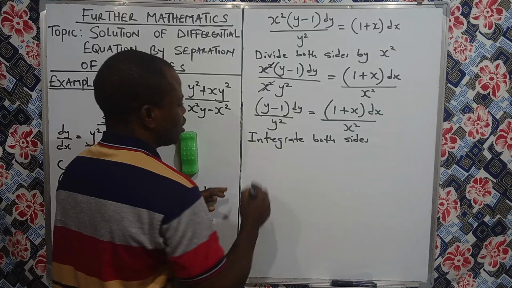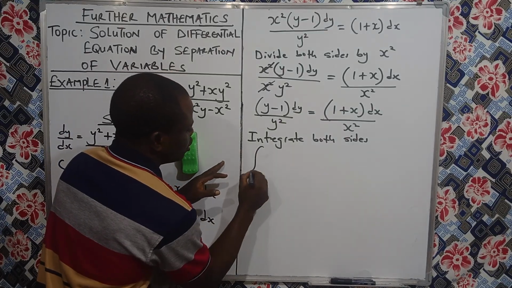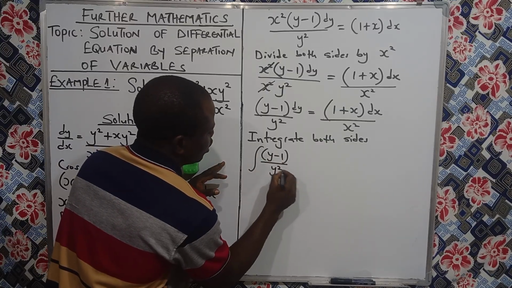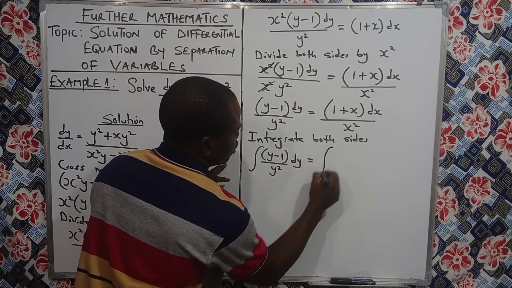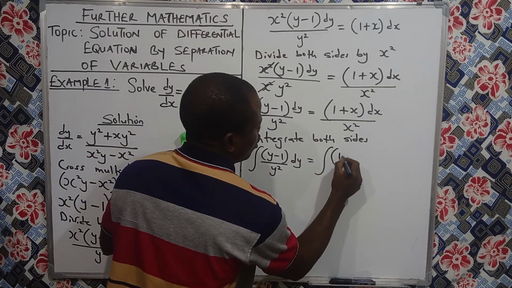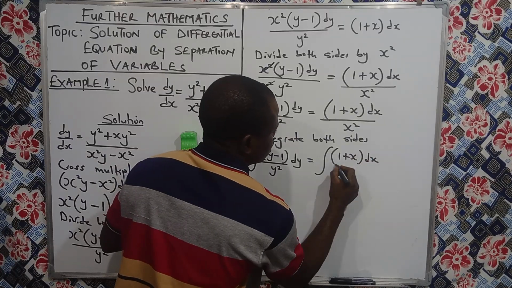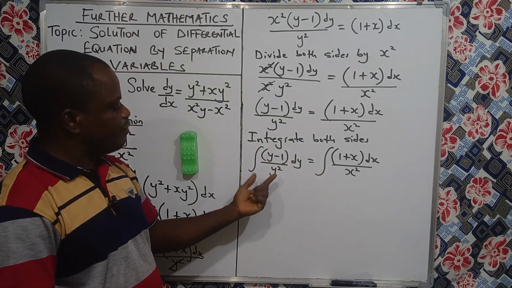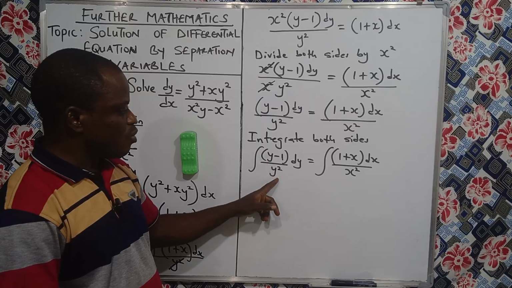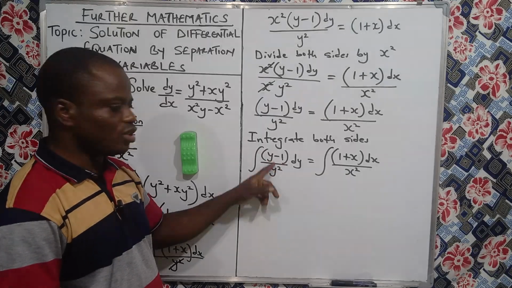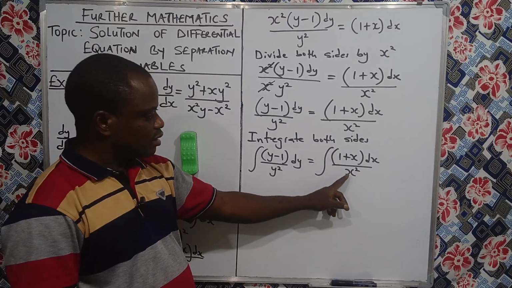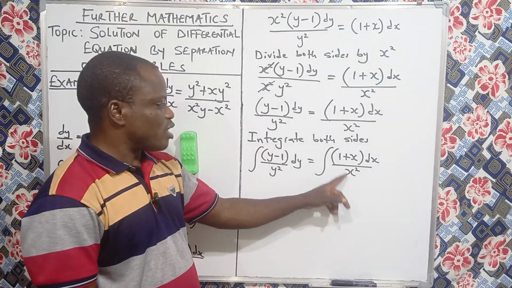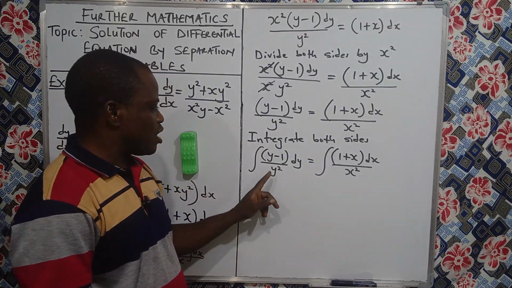Okay, when you integrate both sides, this is the symbol of integration. Integrate (y minus 1) over y squared dy equals the integral of (1 plus x) dx over x squared. Good. You can see that you are dividing everything in the numerator by y squared on the left-hand side, and on the right-hand side you are dividing the expression in the numerator by x squared. X squared is common to 1 and x, and y squared is common to y and 1.